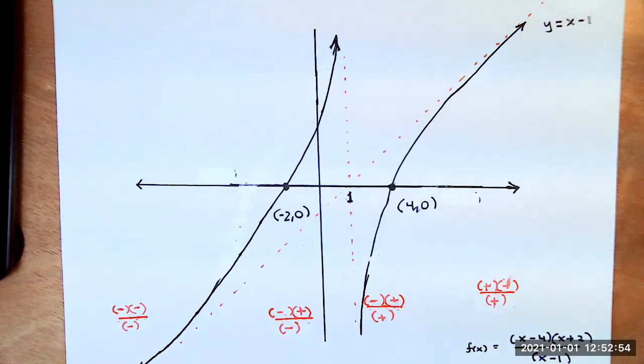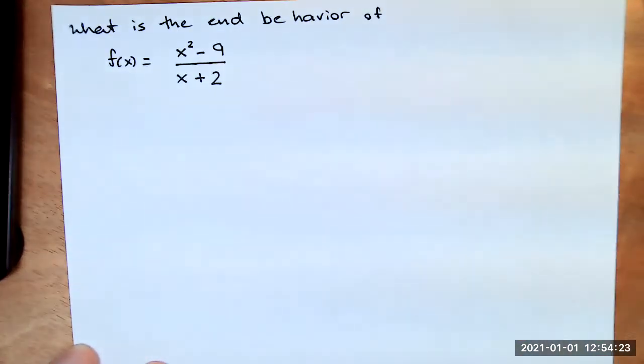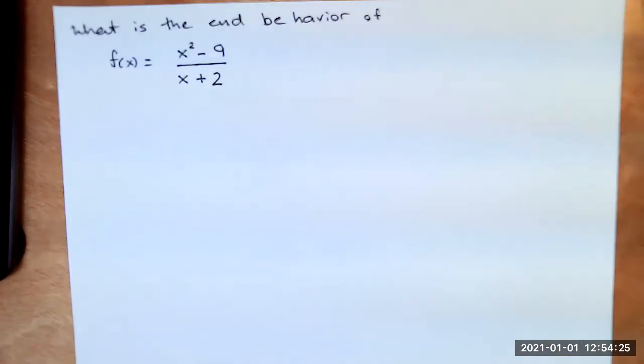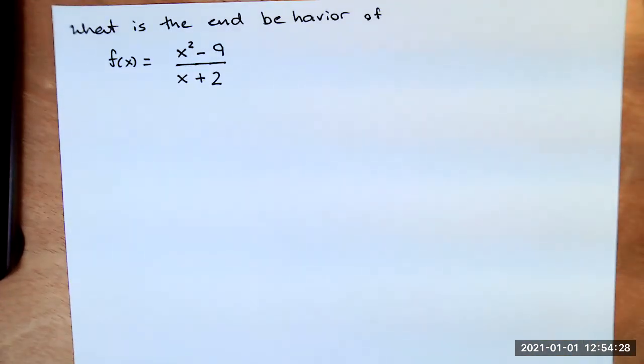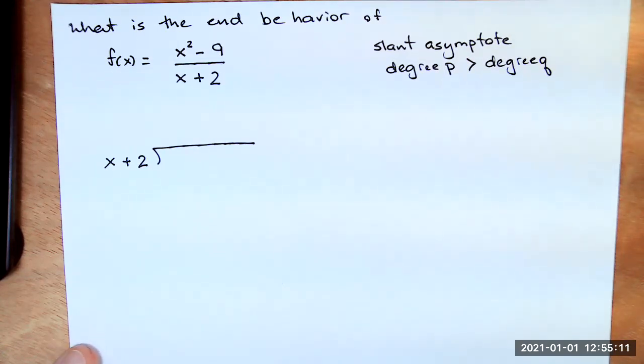Let's do another example of a function that has a slant asymptote, and we'll just find the asymptote. All right, what's the end behavior of x squared minus 9 over x plus 2? Well, if you said slant asymptote, you would be correct. Okay, let's find the slant asymptote by dividing.